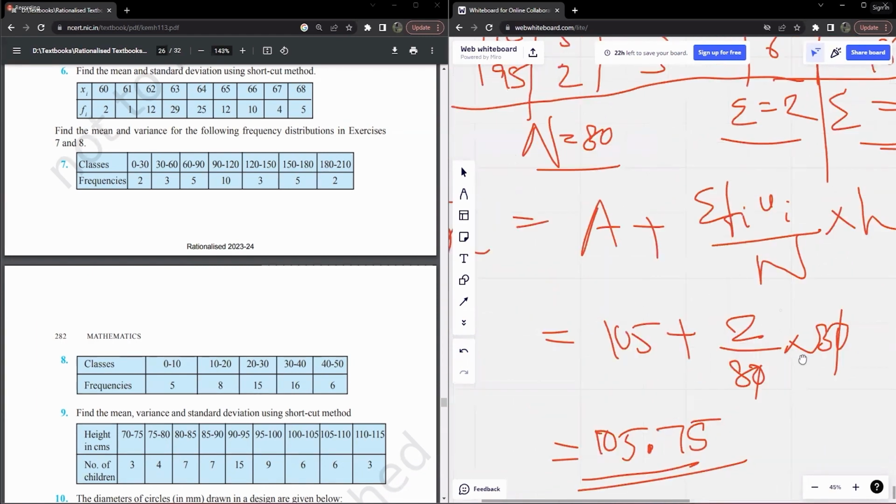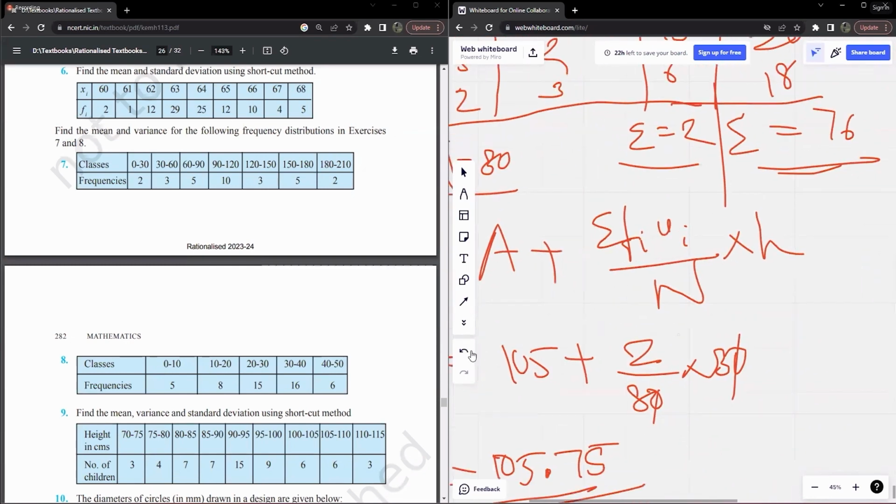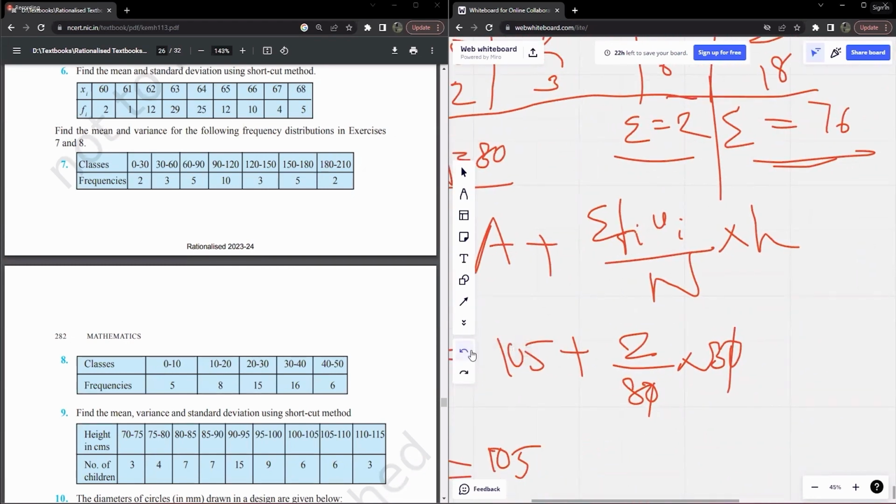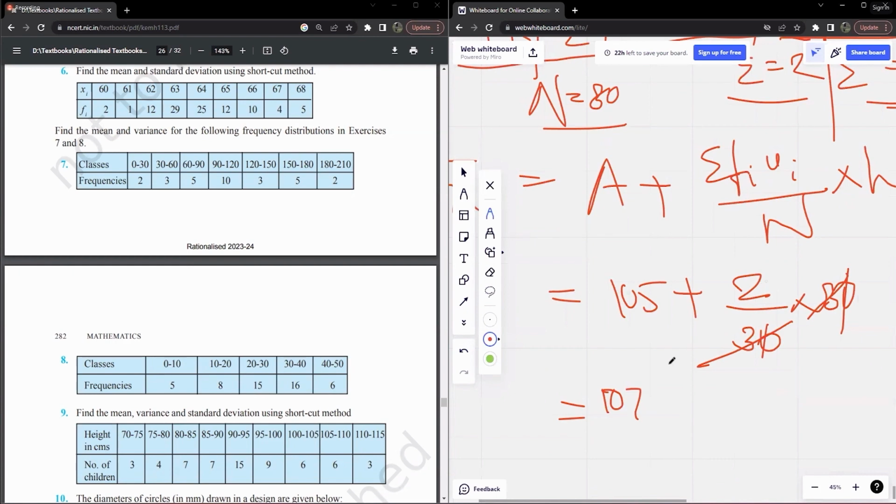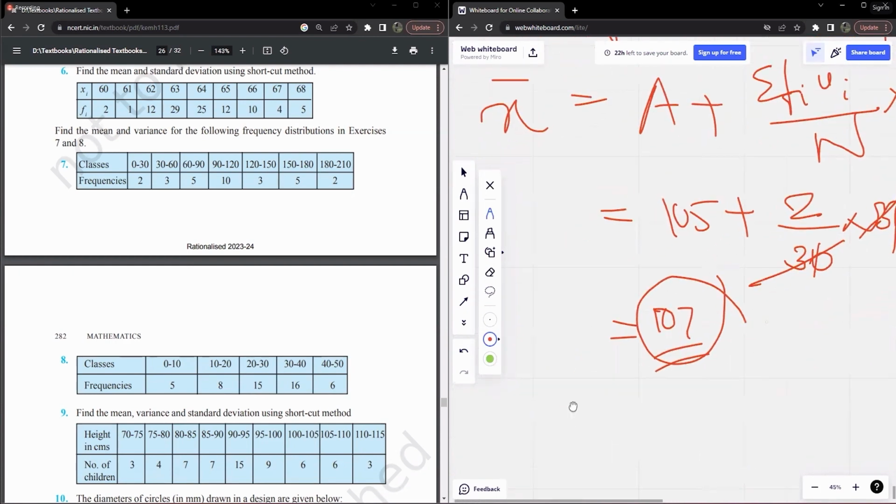Wait a minute. Oh, wait a minute. I'm really sorry. This is actually 107 because this is not 18, this is 30. So this and this get cancelled. We have 105 plus 2, that is basically 107. That's our answer for x bar.